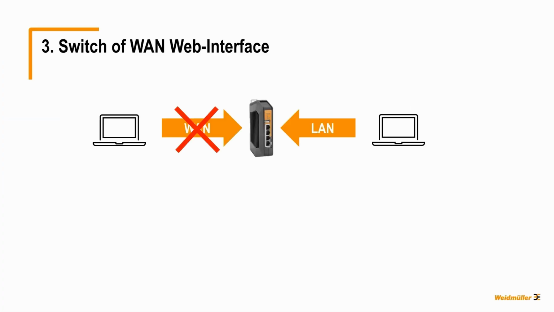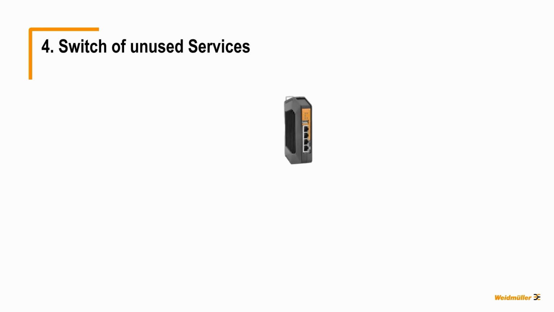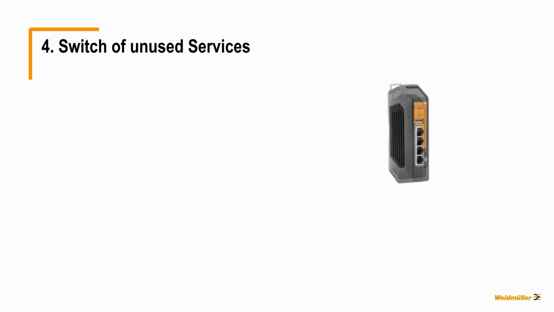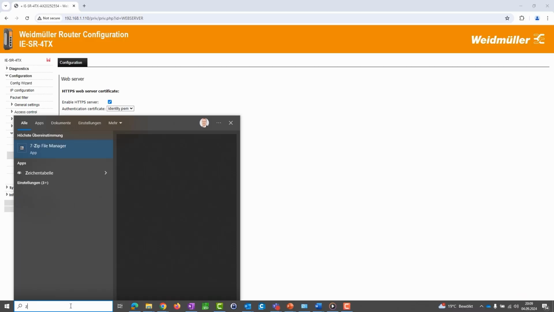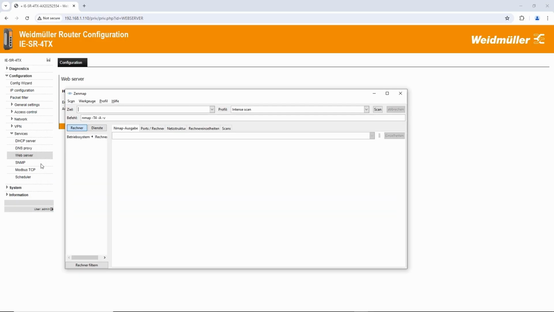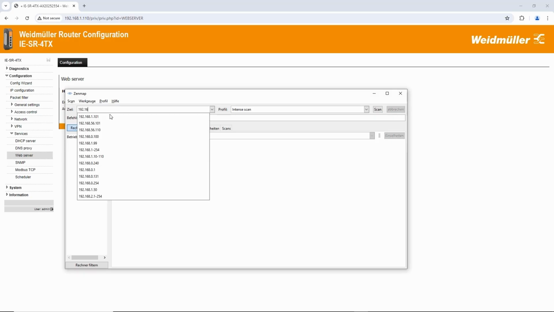Next step is to switch off unused services, like for example DNS. Sometimes you may have Telnet or SNMP like shown here. To check which ports are open, we can use the tool ZenMap for example. Here we type in the IP address of the router and go for a quick scan just to see whether there are still open ports.